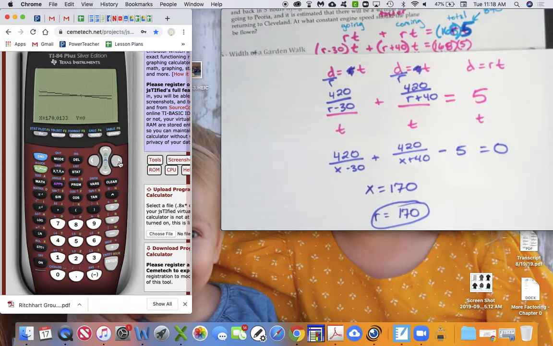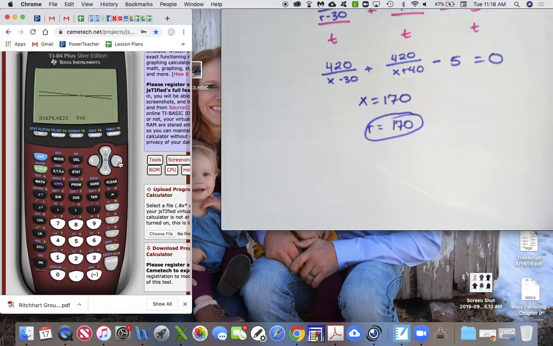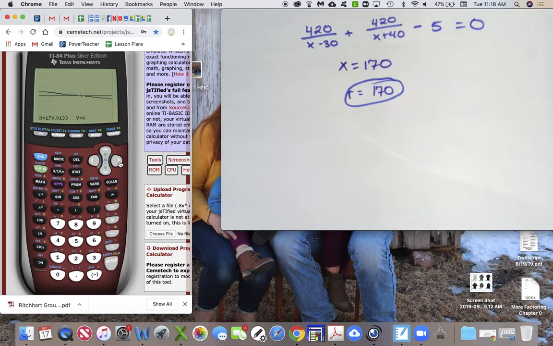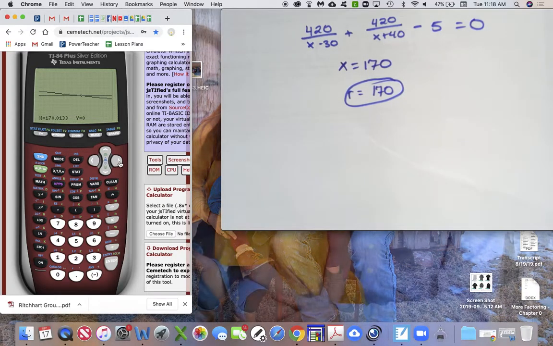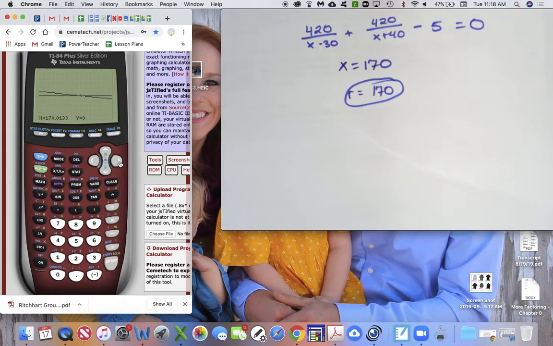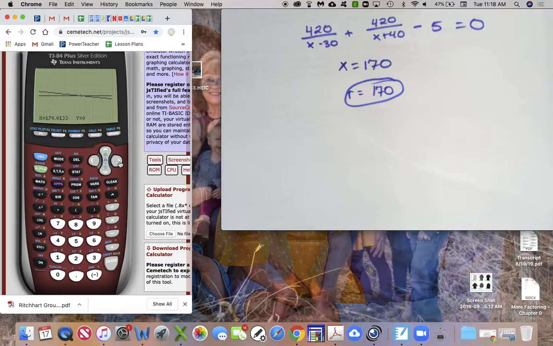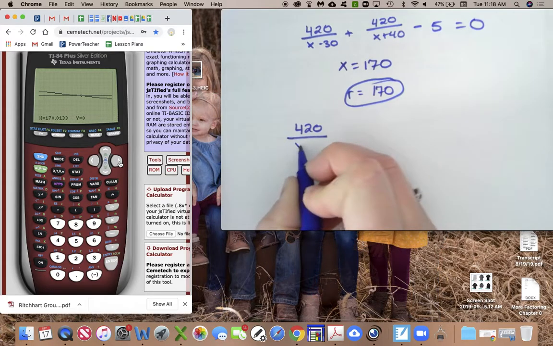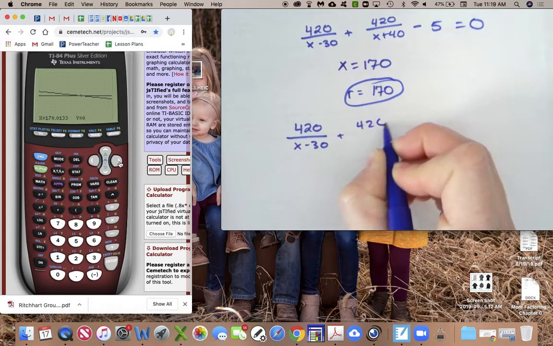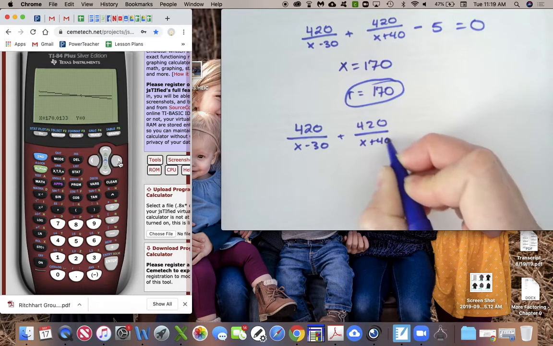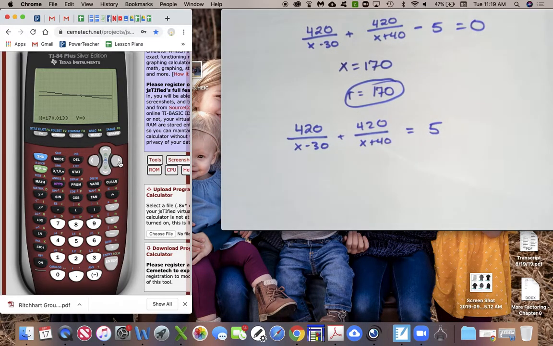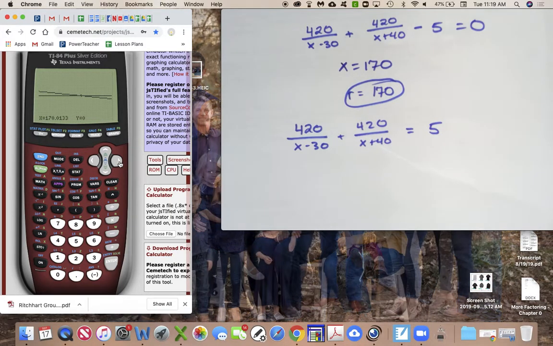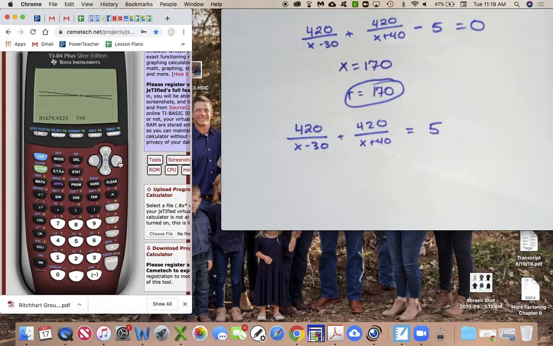Okay, now let's solve this just real quick algebraically because it's not terribly hard. If you keep looking on your graph and zooming in and zooming in, it is exactly 170. Let's see algebraically. If this confuses you, don't write this down, but I'm going to go through how this is solved. So we had 420 over x minus 30, plus 420 over x plus 40, equals 5. Let's get a common denominator all the way through.